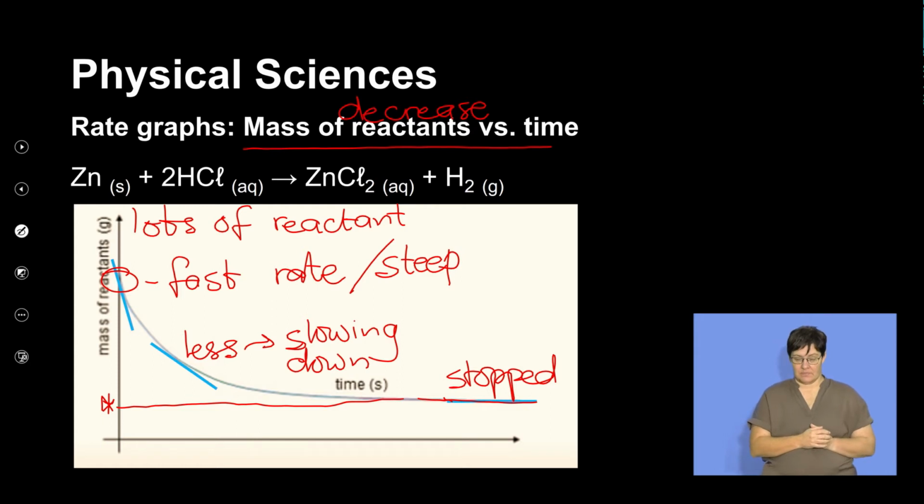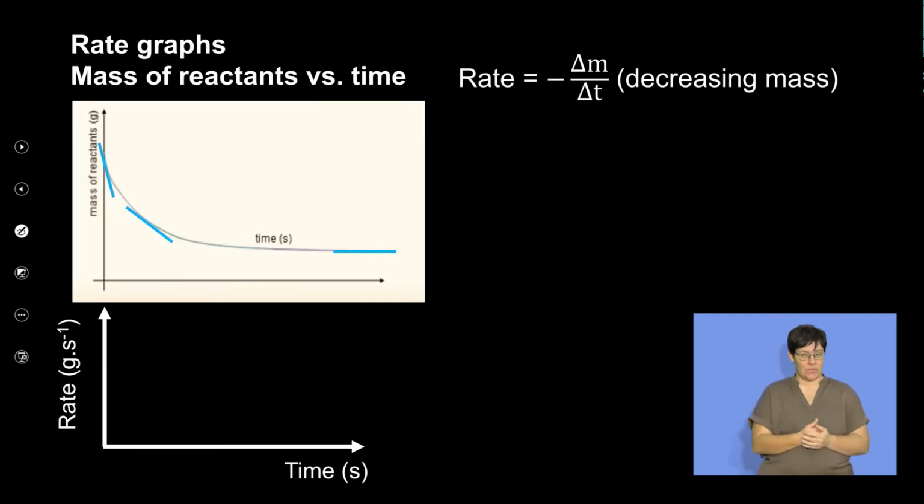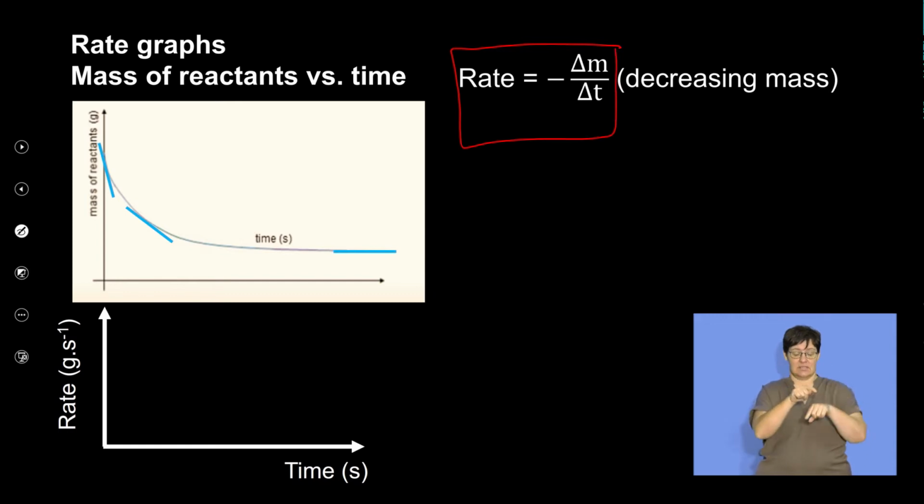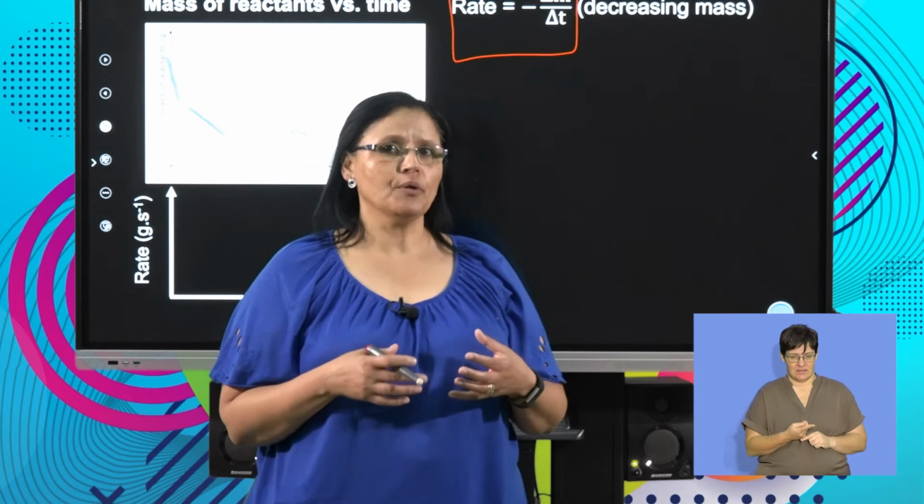So when we look at this rate of the reaction, the rate of the decrease of the mass of our reactants, we can actually work it out mathematically by saying the rate of this reaction is equal to minus the change in the mass over the change in our time, over regular time periods. Now that negative, I just want to explain where that negative will fit in when we do the graph.